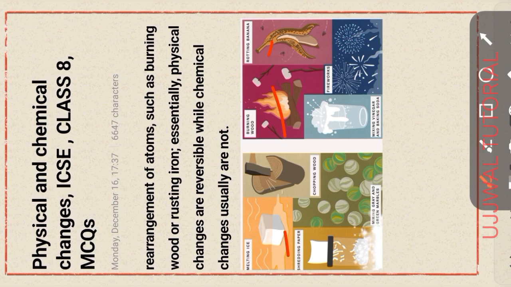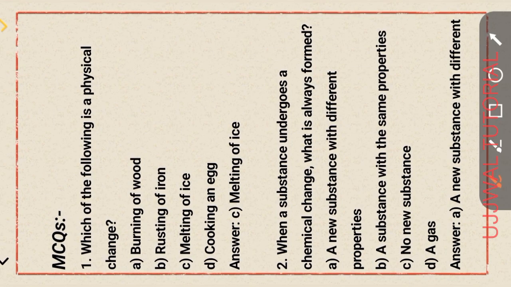Okay, now we discuss some MCQ type question answers. Question number 1: which of the following is a physical change? Option C: melting of ice. It is a reversible physical change. But burning of wood, rusting of iron, cooking of an egg, these are all chemical changes.